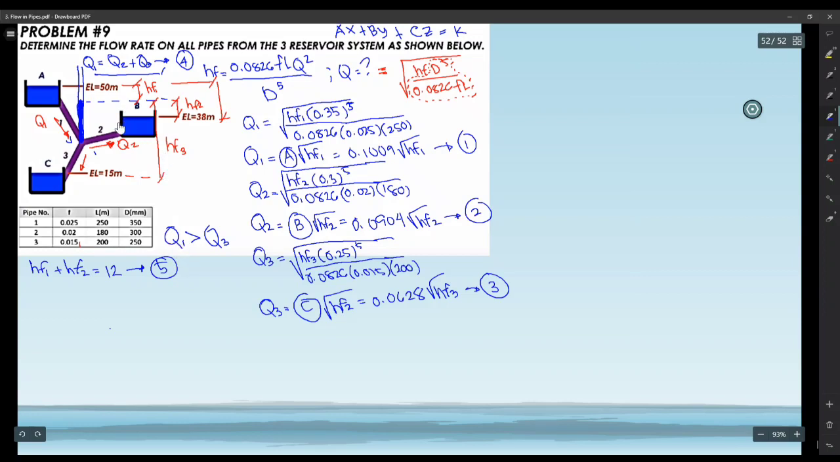And then ano pa ba? So ito, pwede rin na yung sum naman ito, yung HF1 and HF3, yung sum nito is just the difference of elevation of reservoir A and elevation of reservoir C. 50 minus 15. So HF1 plus HF3 is equals lang sa 50 minus 15, or that is 35. Dami nating equation.